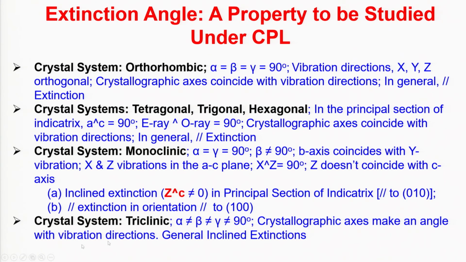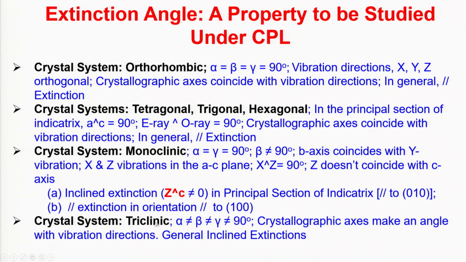Whereas, in the triclinic crystal system, alpha is not equal to beta, is not equal to gamma, is not equal to 90 degree, and the crystallographic axes make an angle with the vibration direction.